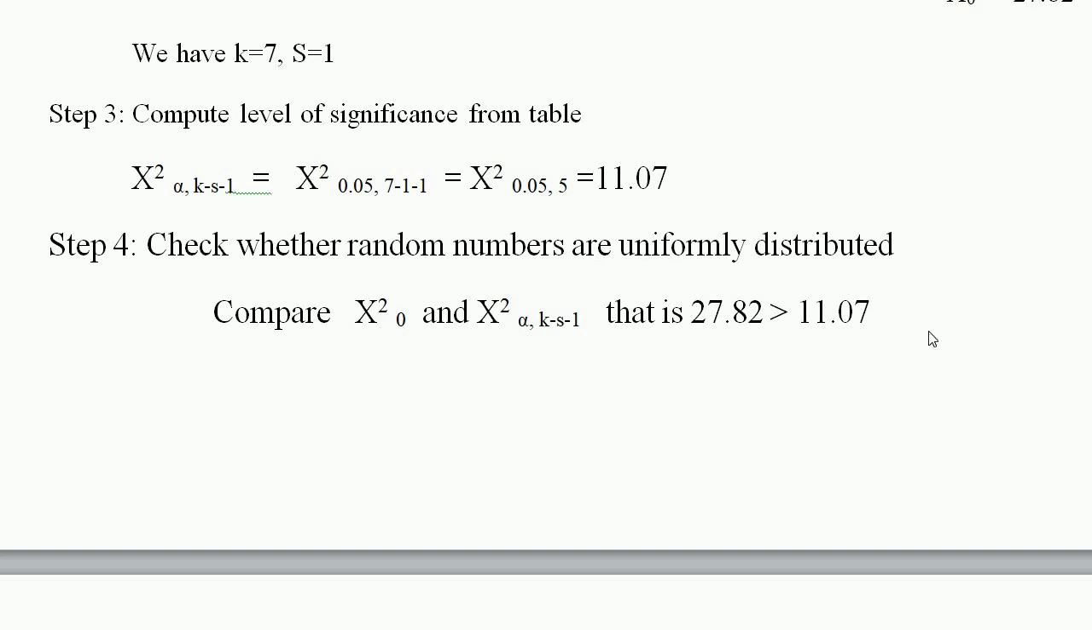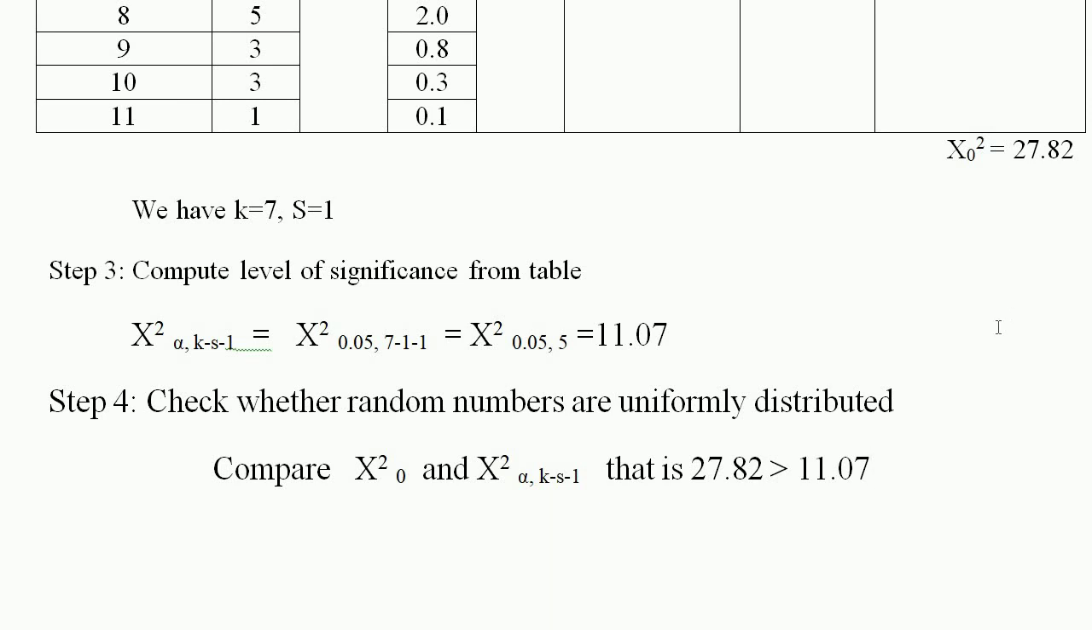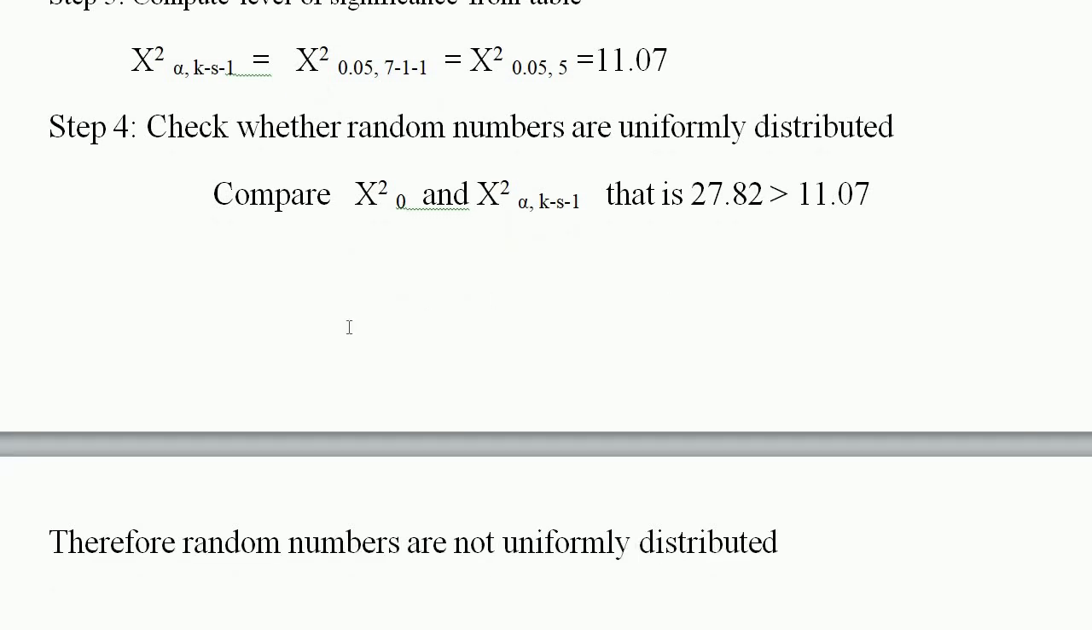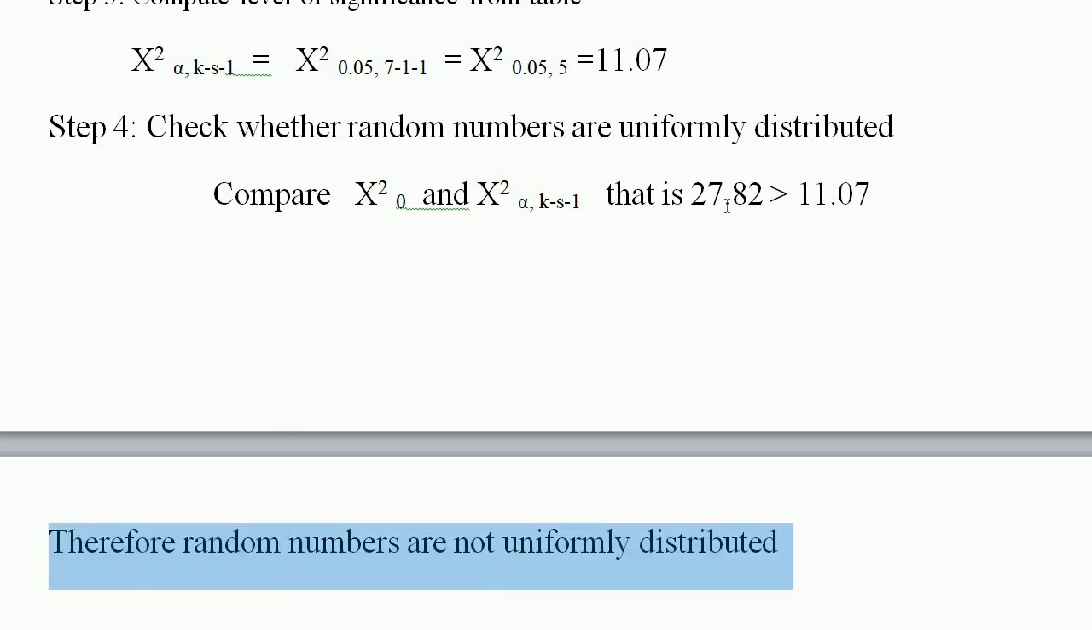Now check whether the random numbers are uniformly distributed or not. X naught square that we calculated is 27.82. It is greater than 11.07. Therefore the random numbers are not uniformly distributed here. If the calculated value is lesser than the critical value, then we accept the hypothesis, or else we reject it. So here the random numbers are not uniformly distributed.